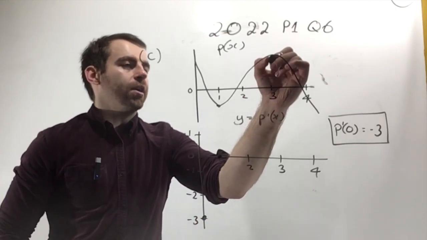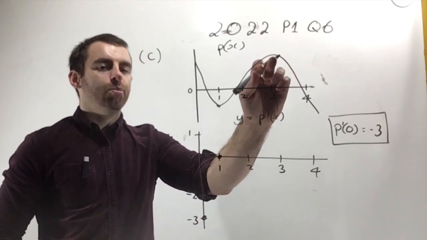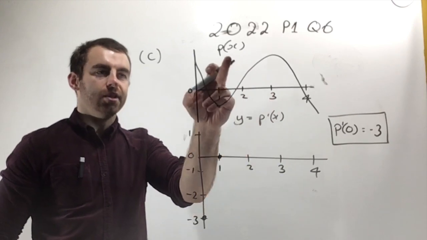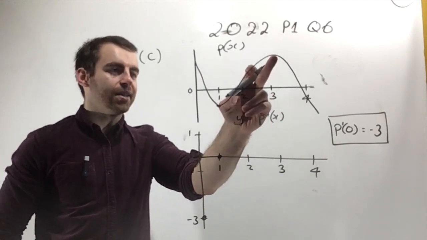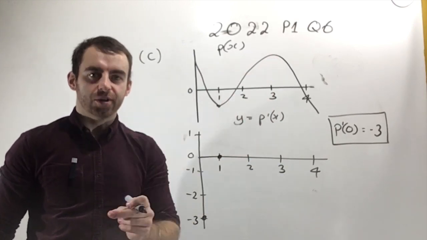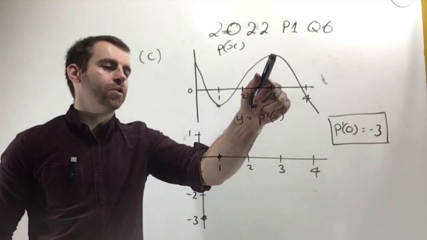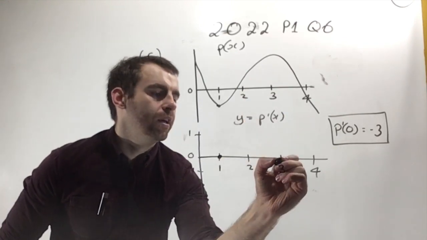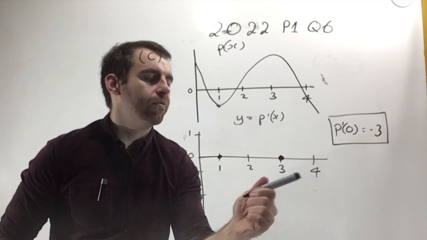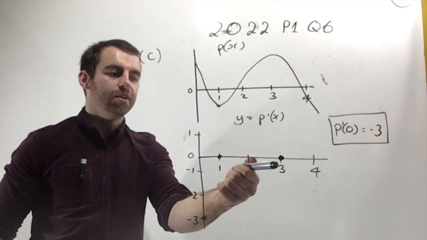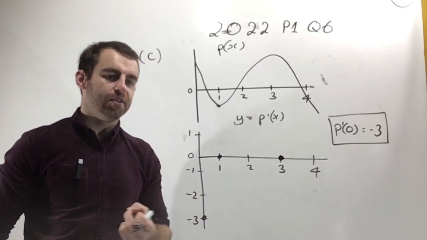The other thing we can look at is the maximum point. The maximum point is clearly at the point 3 in the original function. And I know that at the maximum point, the first derivative is equal to 0. So if there's a maximum point at 3, that means in the first derivative, when x is 3, the y value is 0. Or in other words, the first derivative is equal to 0.